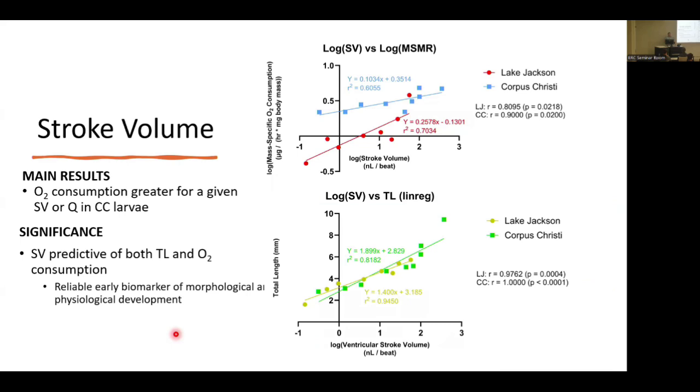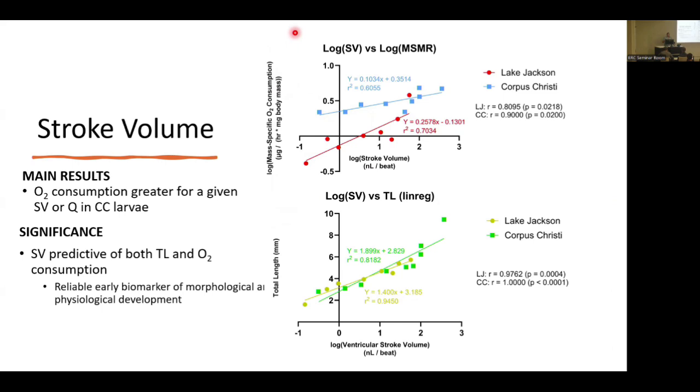Also with stroke volume, we saw a couple more interesting things. First off, just like how we saw that those Corpus fish had that higher oxygen consumption for a given length, also seeing that for the bulk of that study period, those Corpus larvae are exhibiting much higher O2 consumption for a given stroke volume. So for a given heartbeat volume, those Corpus larvae were getting more oxygen out of it compared to those Lake Jackson ones for that study period.